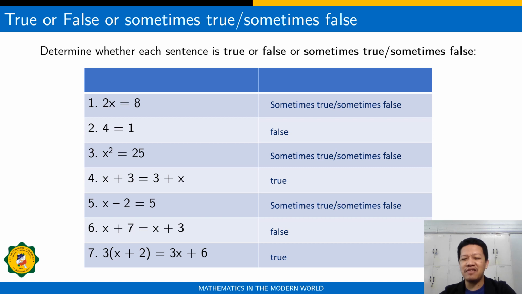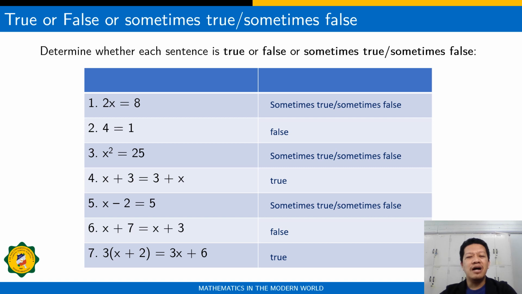About number 5, x minus 2 equals 5. There is one value of x, or one real number, that will make the equation true, and that is 7. Okay, so if there are some values of x or some real numbers that will make the equation true, it means that the equation is sometimes true, sometimes false. Because for number 1, for example, it's true for 4, but for other numbers like 3, it is false.